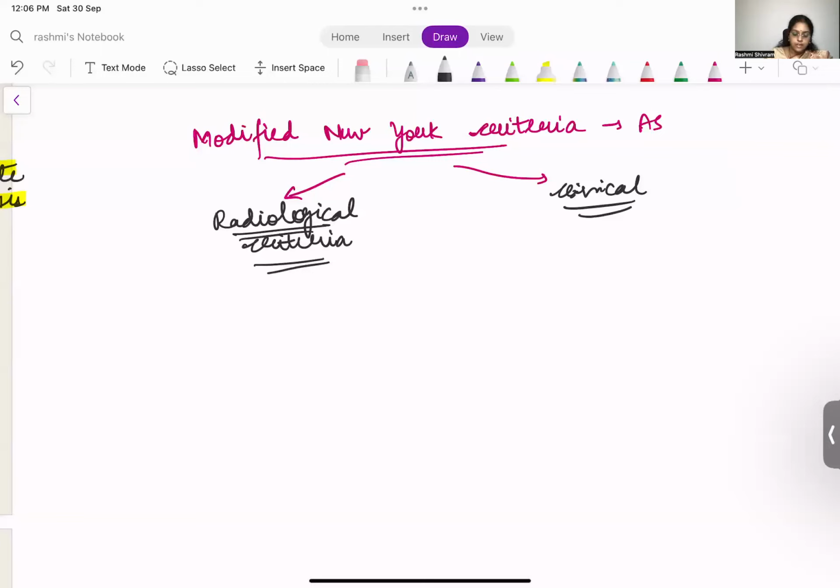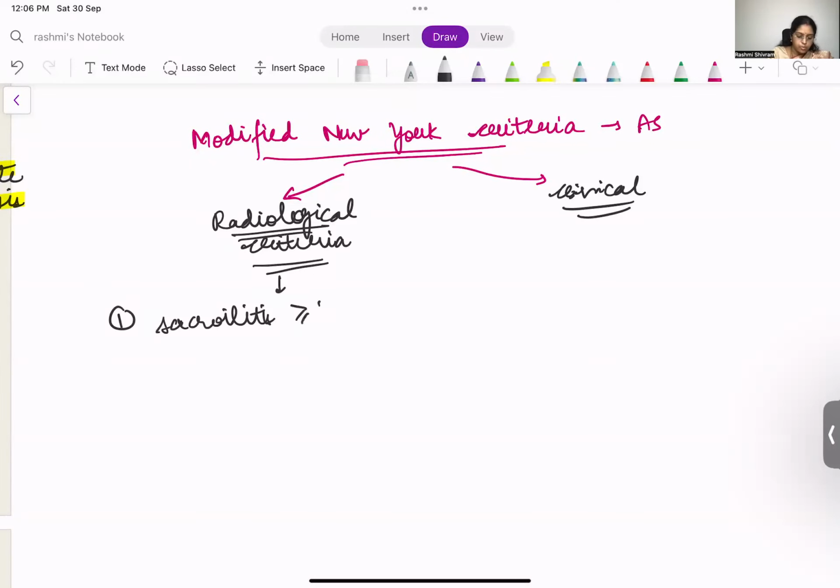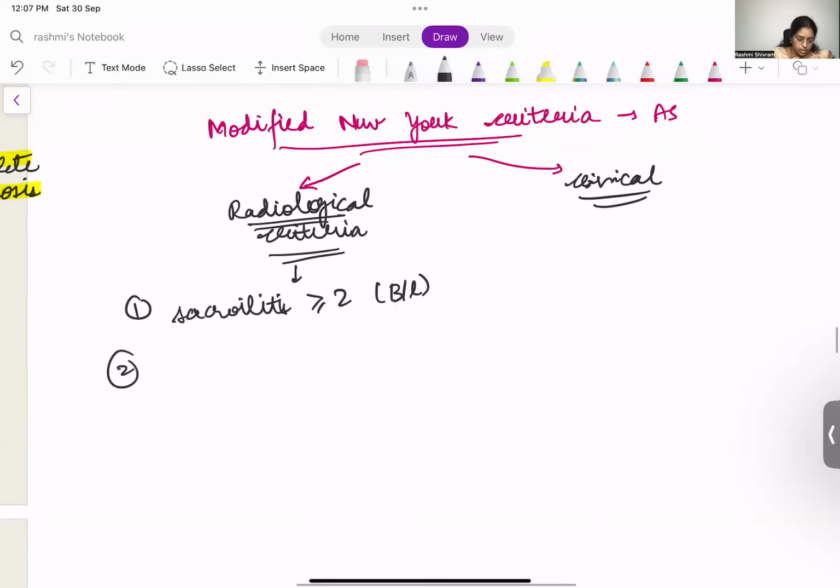First, let us look at the radiological criteria. You need to have sacroiliitis, and the grade should be at least 2 or more if bilateral. Bilateral sacroiliitis of at least grade 2 comes under the radiological criteria. One more thing, you can have sacroiliitis.